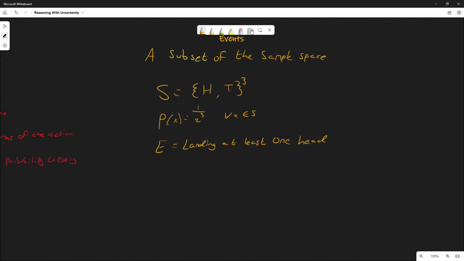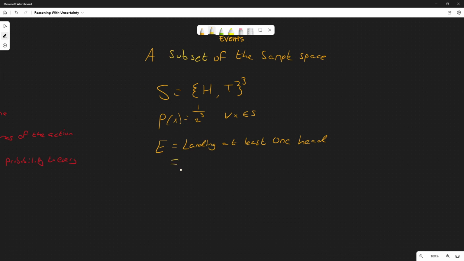Now, if we move on to the discrete probability space for the random action of flipping 3 coins, or the same coin 3 times, doesn't really matter, then you have your sample space of HT to the power of 3, uniform distribution for your probability, so 1 over 2 to the power of 3, and an event. We use capital E to denote these, or commonly if you have multiple, but for a generic event it's E, which is landing at least 1 head. So we're looking at the probability of landing at least 1 head, or the event of landing at least 1 head. What then is E? What is its value?